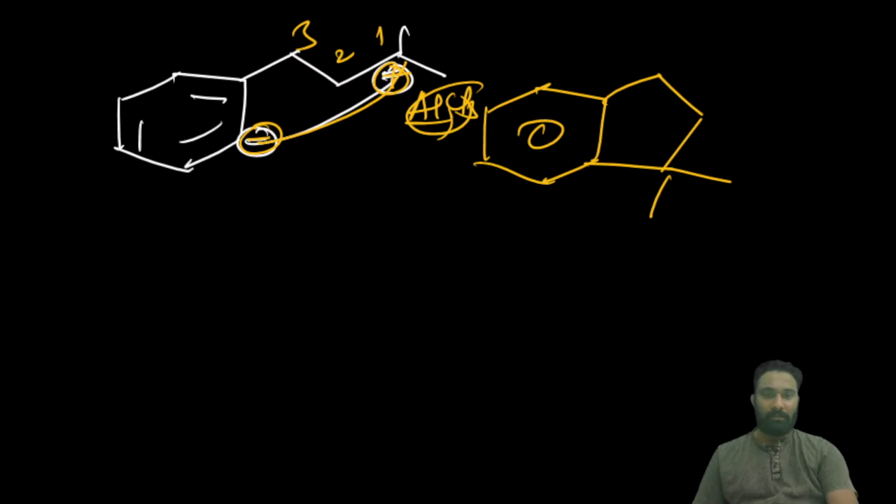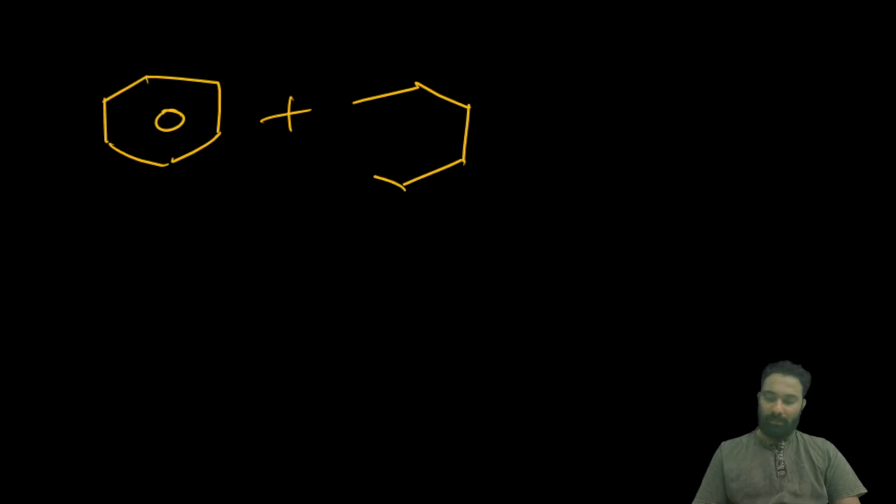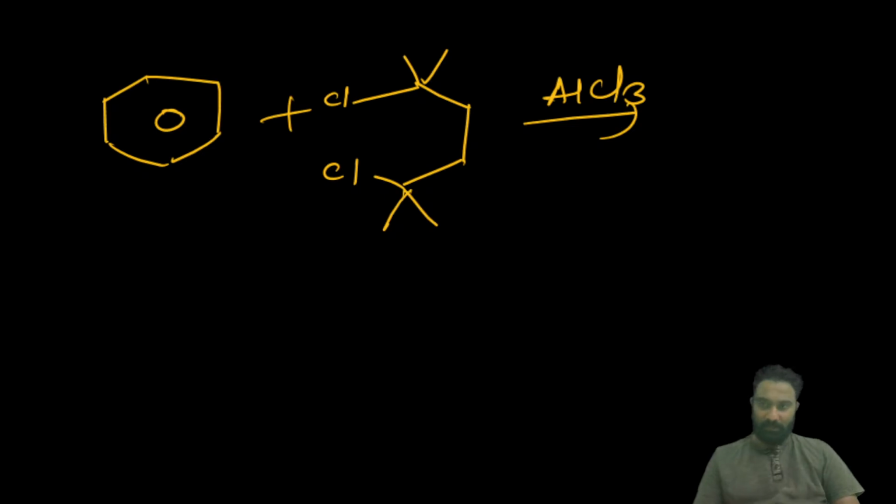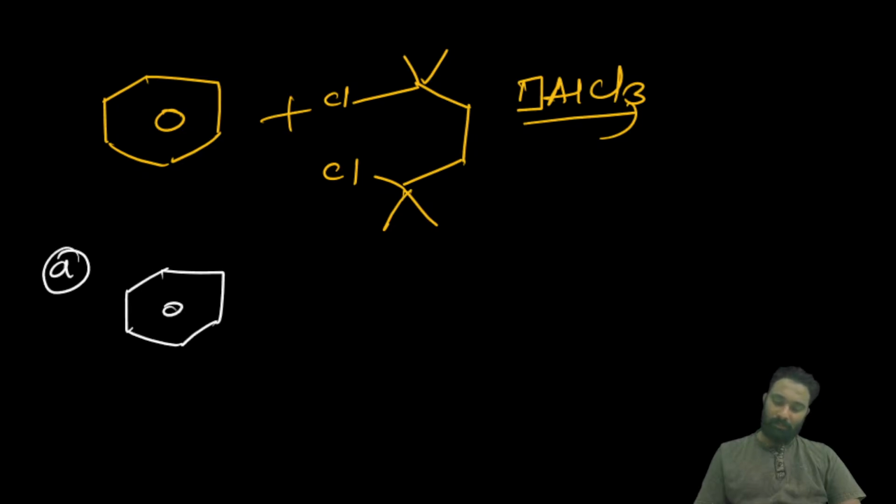Next. Next type of the reaction if they have given. Next step. Next question. Yashwant, are you there? Yashwant, are you in the class? Yashwant, here the Cl, here the Cl, AlCl3. Yes. Now what is the product? ఇక్కడ ఏది ప్రోడక్ట్ ఏంది?